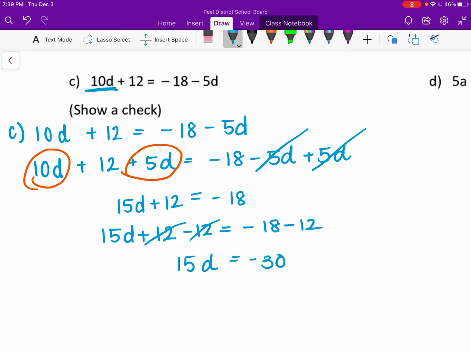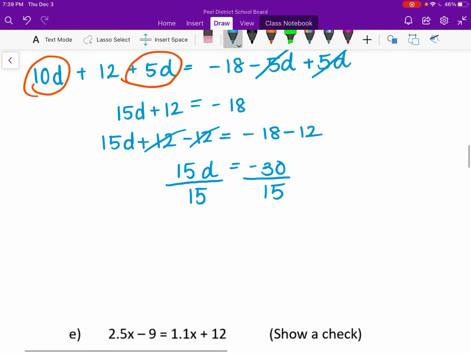15D. And then I want to get this 15D and just make it D. So right now it's 15 times D. So if I want to get rid of the 15, I'm going to have to divide by 15. Just do the opposite operation. Same thing here. Divide by 15. D is equal to negative 30 over 15, which is going to be negative 2.